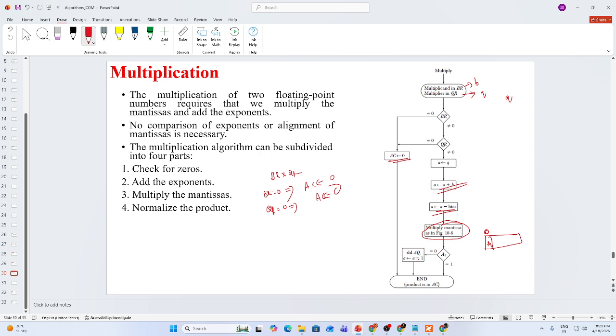So that's it regarding this multiplication, right? If they ask in the exam regarding floating point multiplication, you can explain this algorithm. Also you can explain the multiplication of mantissas with the same method as fixed point, right?